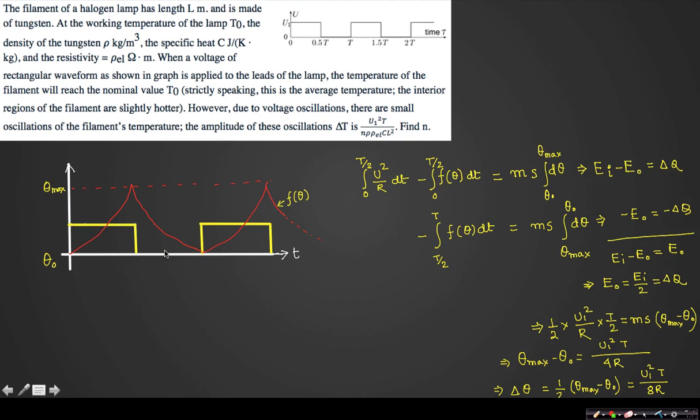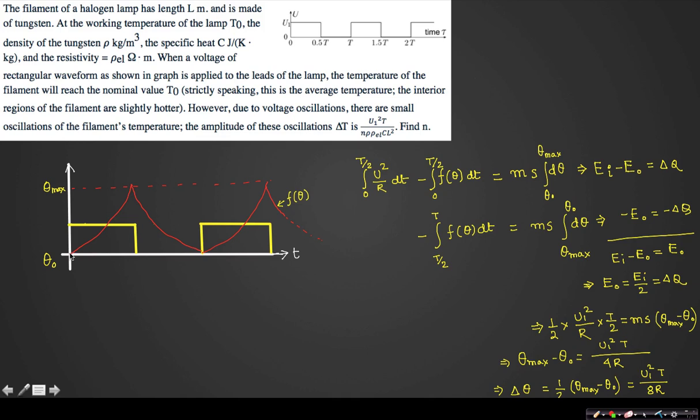This is the rectangular waveform that is given in your graph. I have drawn that here. Now you can see one thing: when I start heating this filament, its temperature starts rising from a certain value, say theta naught, and it rises up to this value, theta max. What function or graph it follows, I am least bothered about. I only have to calculate the amplitude of these fluctuations.